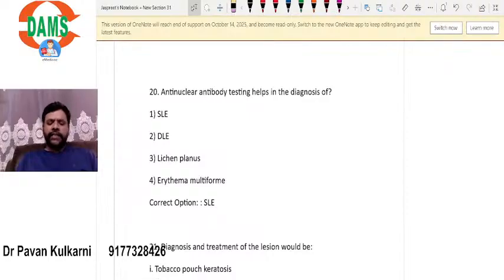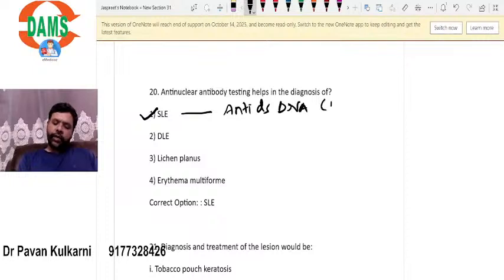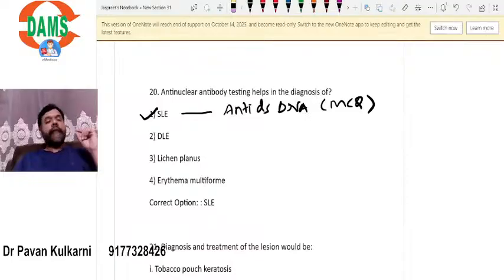Anti-nuclear antibody testing helps in the diagnosis of. Anti-nuclear antibodies are typically seen in SLE, systemic lupus erythematosus. In SLE, you will see anti-nuclear antibodies, particularly the anti-double stranded DNA. This is a very important MCQ. They will frequently ask you in SLE, what is the antibody that you will see? The antibody is anti-nuclear. I agree, but specifically within the nucleus, what is the target?